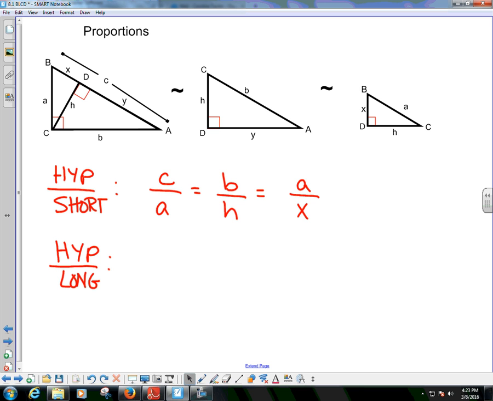So the hypotenuse for the largest triangle is C, and the long leg for the largest triangle is B. In the middle triangle, I can talk about the hypotenuse B over the long leg, which is Y. And for the smallest triangle, I can talk about the hypotenuse, which is A, over the long leg, which is H. Now remember, we've got this one main triangle. I drop an altitude, and I end up with a bigger triangle and a smaller triangle that result from that. So this is where all these letters are coming from.